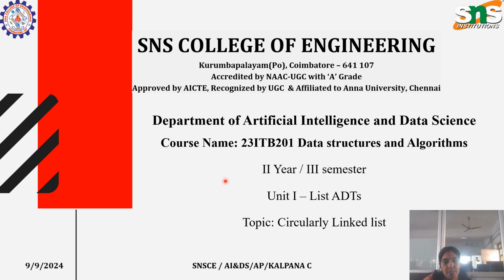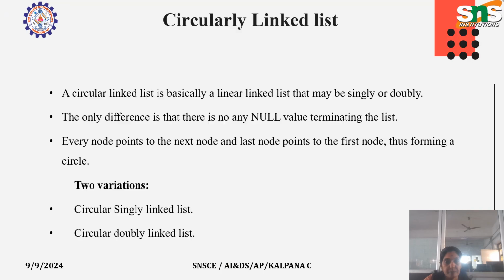Today we are going to discuss the circularly linked list. A circularly linked list is basically a linear data structure, a linear linked list. The variations of linked list are circular singly linked list and circular doubly linked list. Here also we have two types of variations.